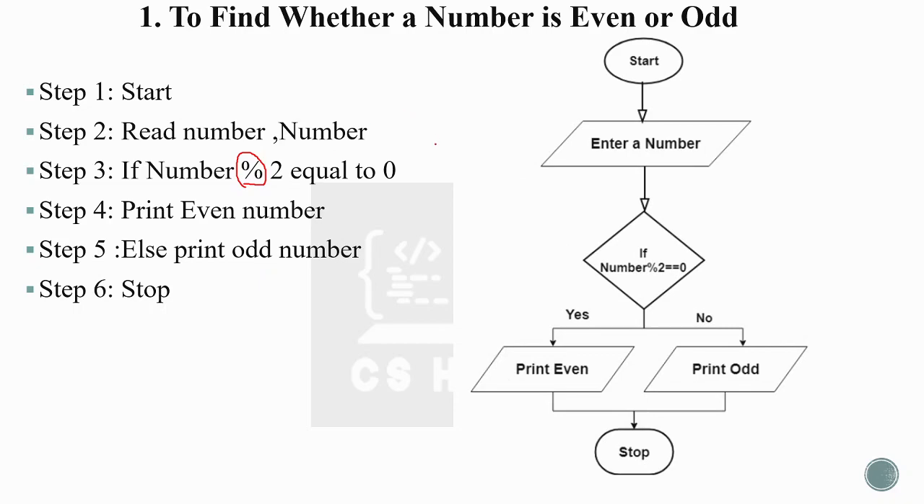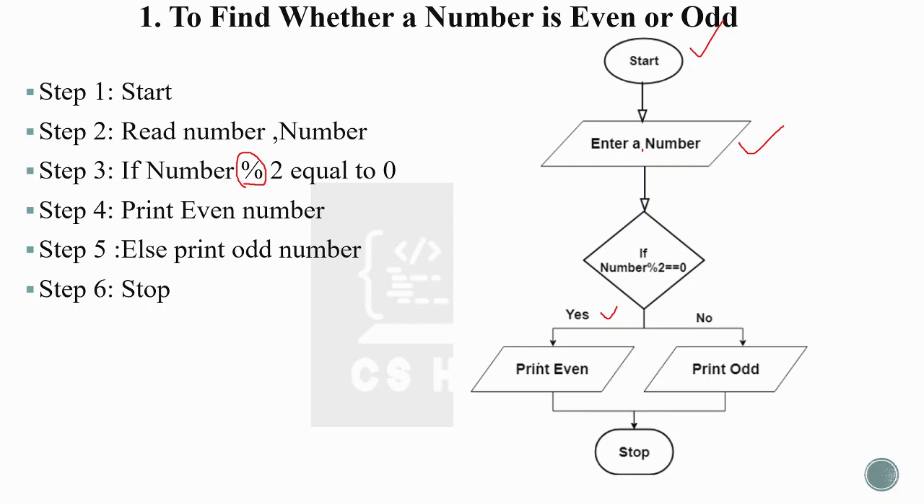This is the flowchart. The first symbol is an ellipse for start, the terminal. Then the next is an input statement to enter a number, so this is our variable number. Then there is a check: a decision symbol, number % 2 equal to 0. There are two output paths. The first path is for yes, which means number % 2 equal to 0.